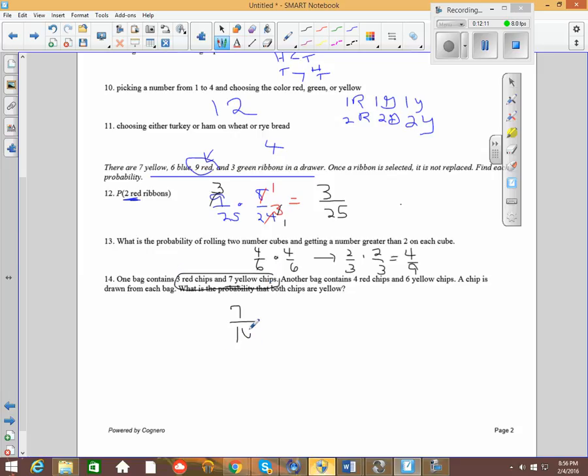Okay, let's look at the second bag. We're talking about two different bags, so we don't have to remove anything. Second bag, we have 6 yellow. And even in the second bag, we still have a total of 10. So we know we're going to multiply the numbers.